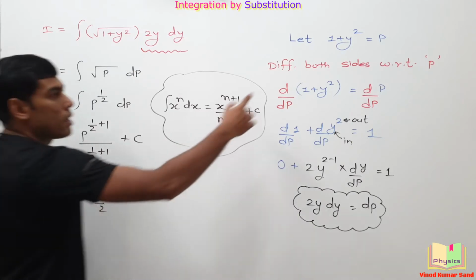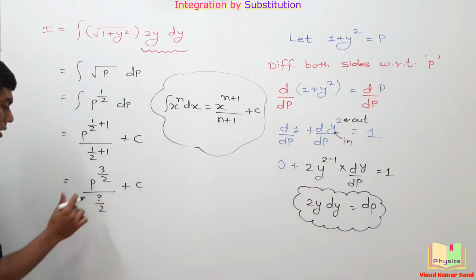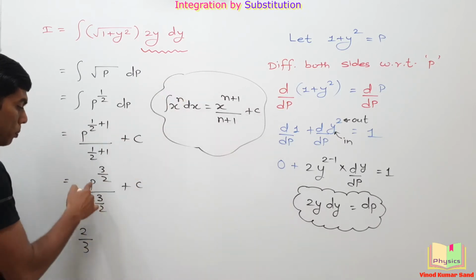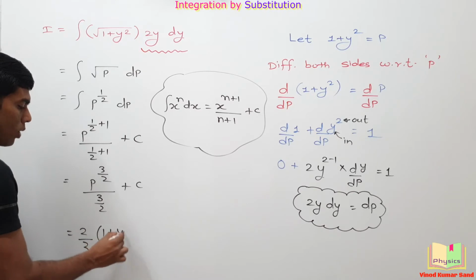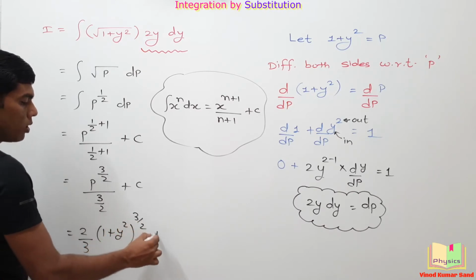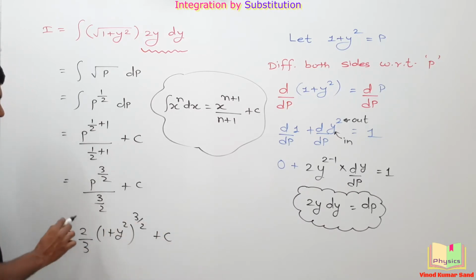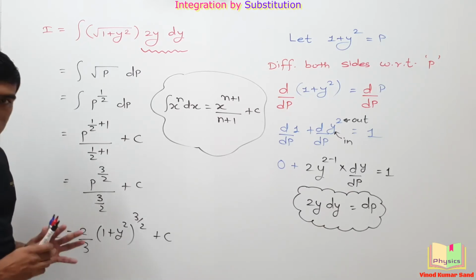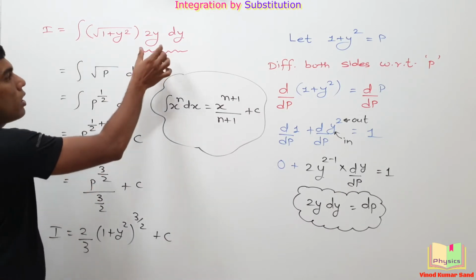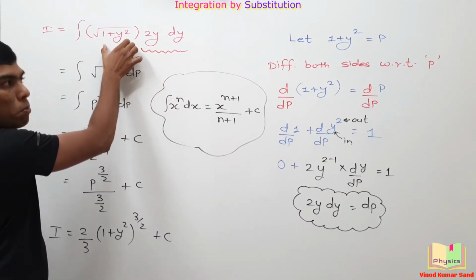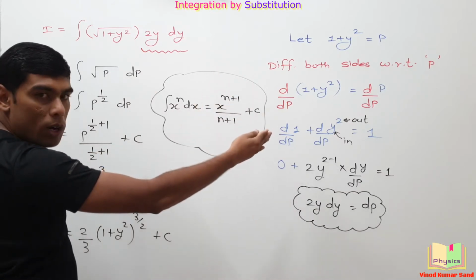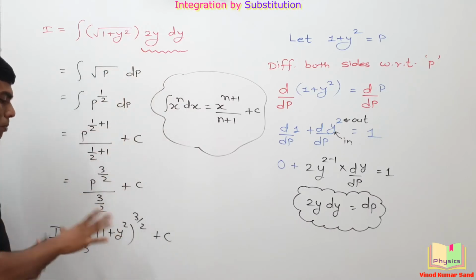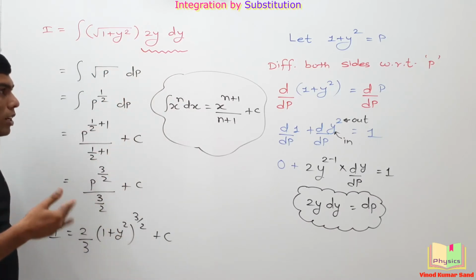Now the value of p is known to us. So I am writing the final answer: 2 by 3. At the location of p, I am writing 1 plus y square power 3 by 2 plus some constant c. This is the final answer. Getting it? These questions are pretty simple. In the given question, you assume some quantity as p, then differentiate that quantity. You will get some useful substitution and then the question will become pretty easy. Okay, note it down. We'll take 2 more questions.